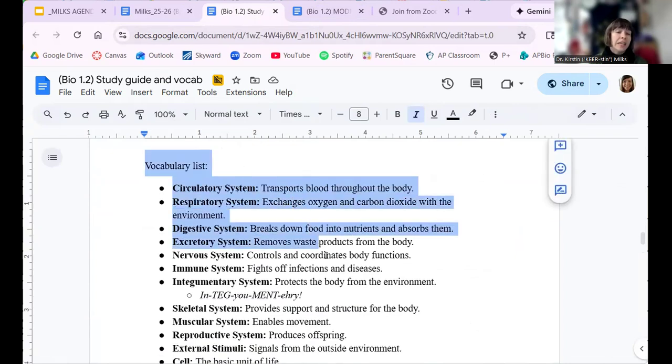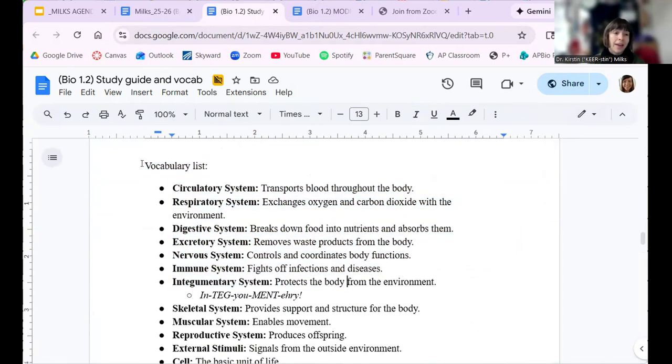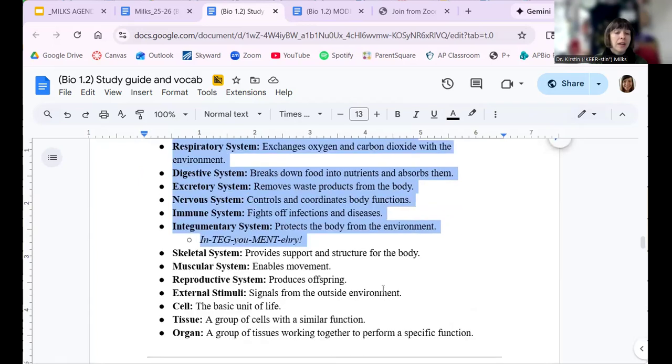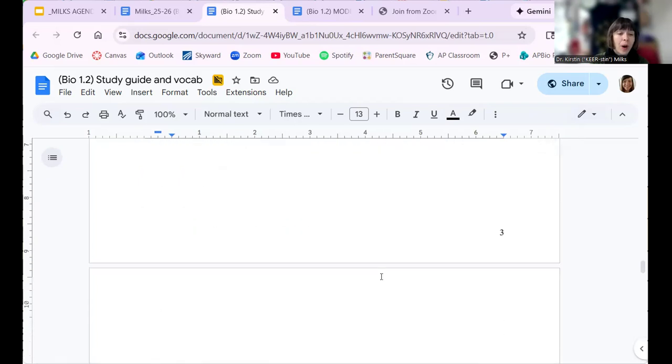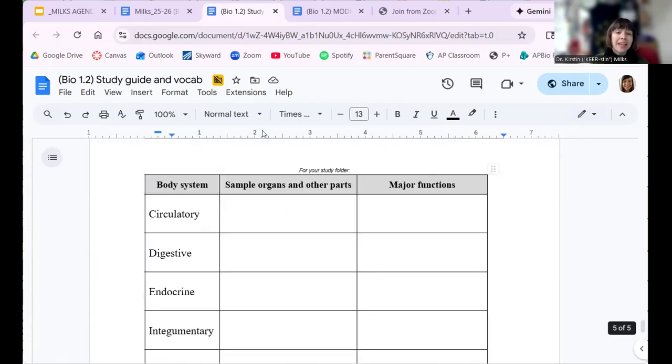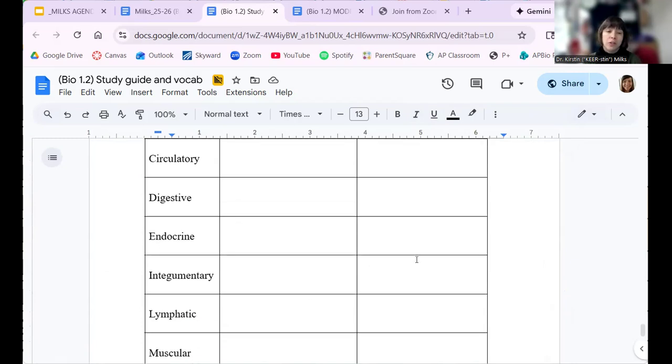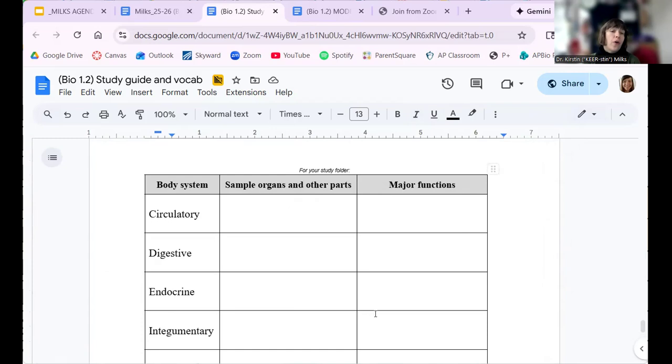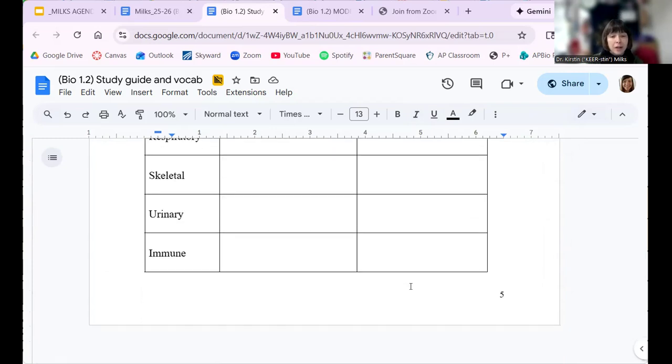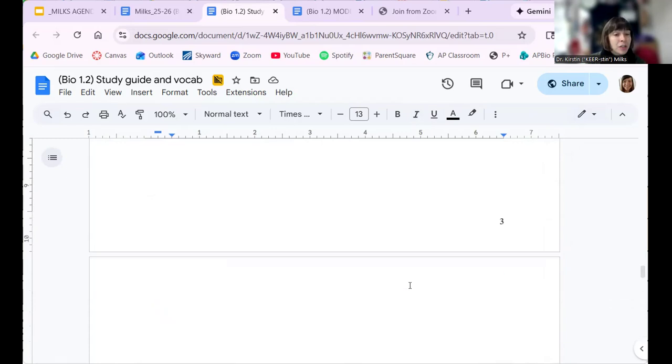So we will have a day, probably on Friday, for you to work on your study folder. And to help you, I have given you a paste in that you will cut out and paste directly into your study folder. You're recopying your notes so that you make sure you know, not just for the 2 systems you researched, but for all of them, what the sample organs and other parts and the major functions are. So you can start that today and do a little bit of it.